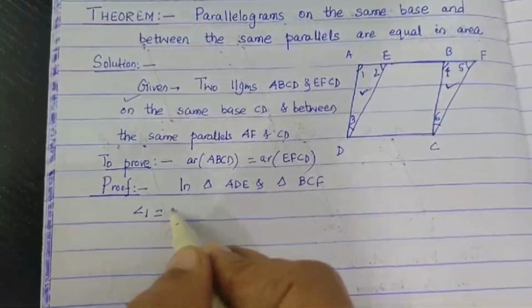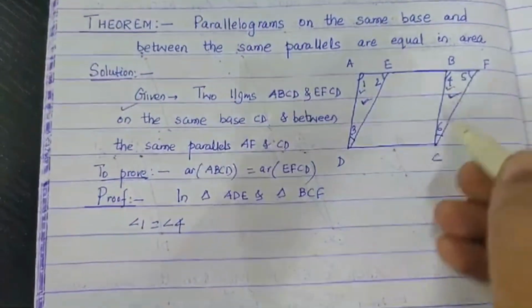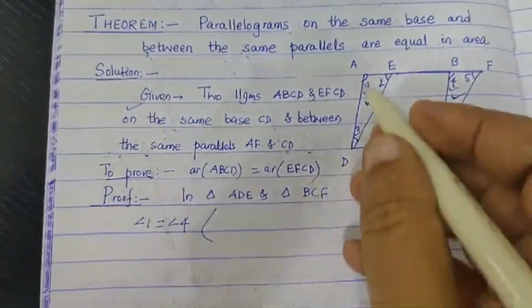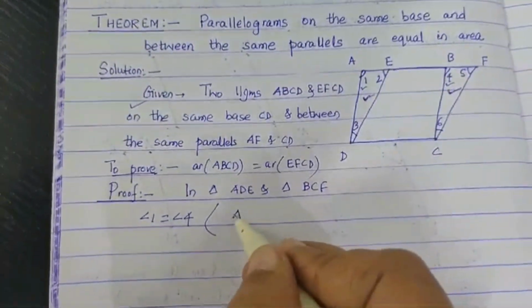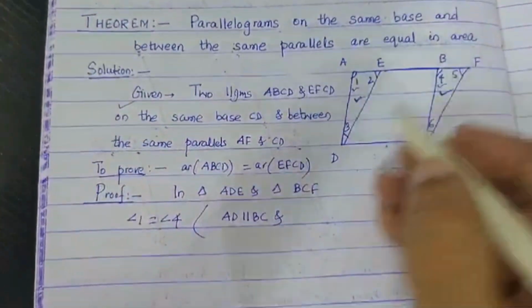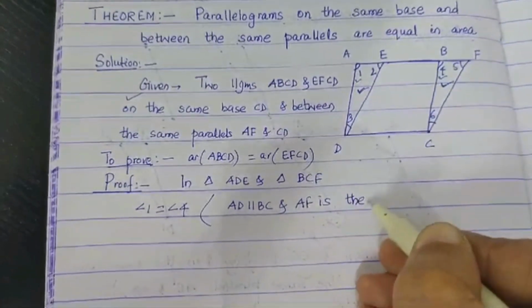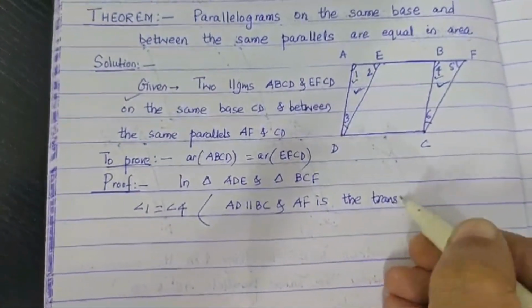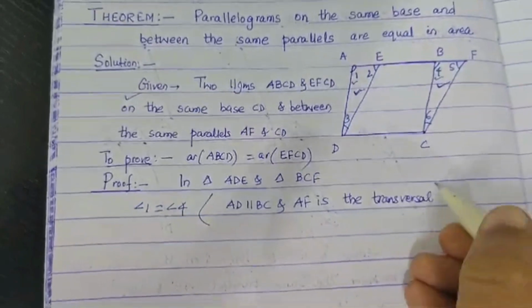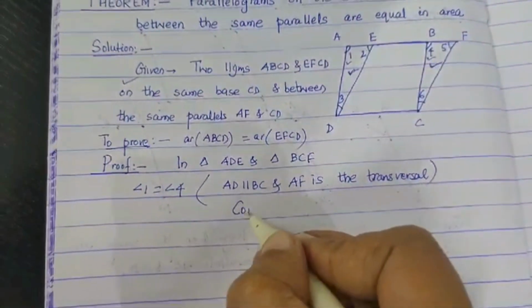We can write angle 1 equal to angle 4. This one equal to this one. How? Since AD is parallel to BC, and AF is the transversal. So these two are corresponding angles. I hope you are remembering, corresponding angles are equal.